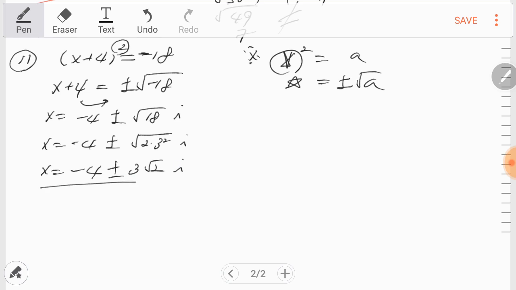So there are two solutions. One is negative 4 plus 3 square root of 2 i. The other one is negative 4 minus 3 square root of 2 i.